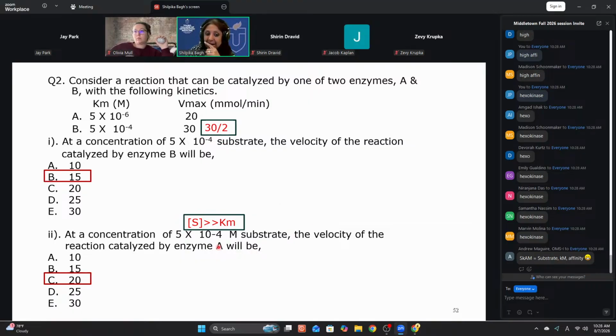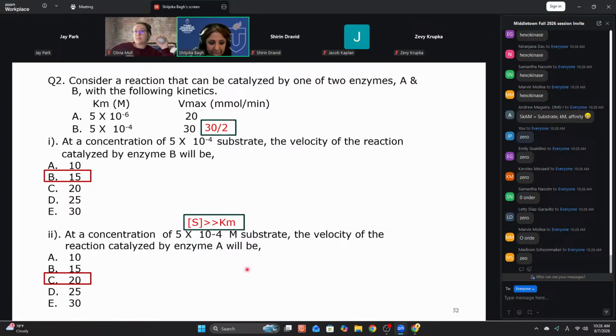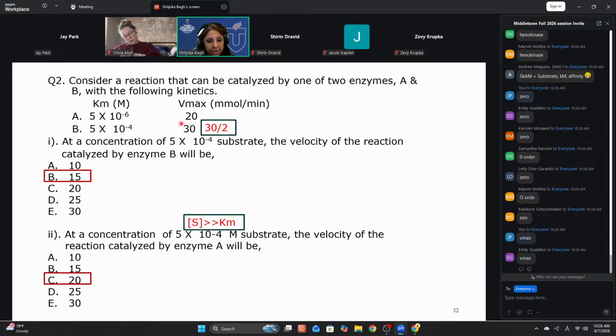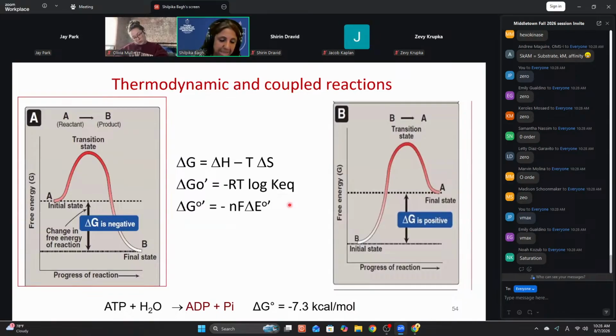When S is larger than Km, is it first order kinetics or zero order kinetics? And what have you reached? Vmax. Vmax is saturation. Vmax cannot be altered by substrate concentration.